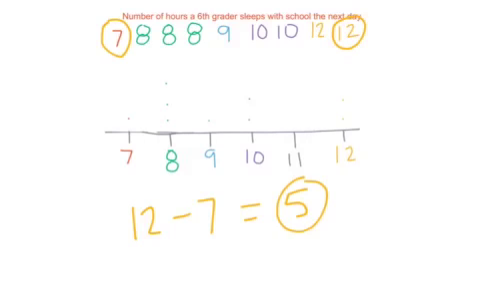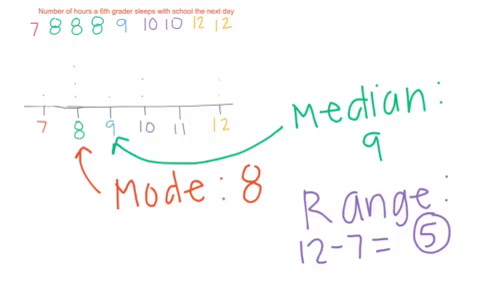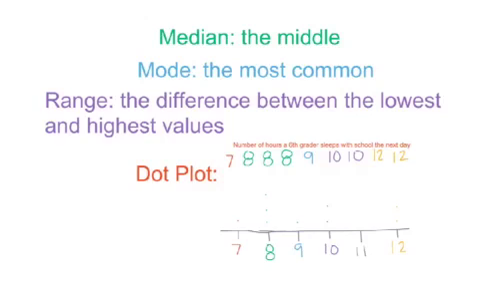We have been able to see that the most common number of hours a student sleeps is 8 hours, our mode. The middle value of our data is 9 hours, our median. And the range of how many hours a sixth grader sleeps with school the next day varies 5 hours. To recap, we looked at how to make a dot plot, how to find the median, and how to find the range. We also reviewed what the mode is.